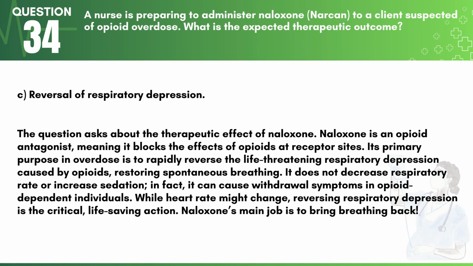Answer, C. Reversal of respiratory depression. The question asks about the therapeutic effect of naloxone. Naloxone is an opioid antagonist, meaning it blocks the effects of opioids at receptor sites. Its primary purpose in overdose is to rapidly reverse the life-threatening respiratory depression caused by opioids, restoring spontaneous breathing.